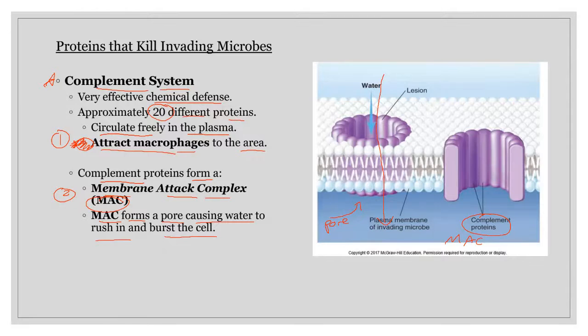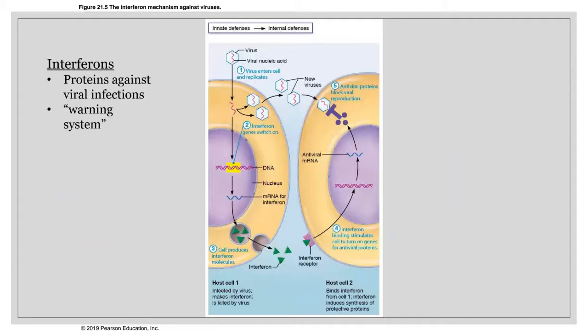And the other set of proteins that we have in the second line of defense are called interferons. What I want you to know about them, very basic, is that it is a protein that is active during viral infections, viruses. It's a warning system. That's what it is. So in a very simplified manner, there's a virus here, right? And this is a cell.